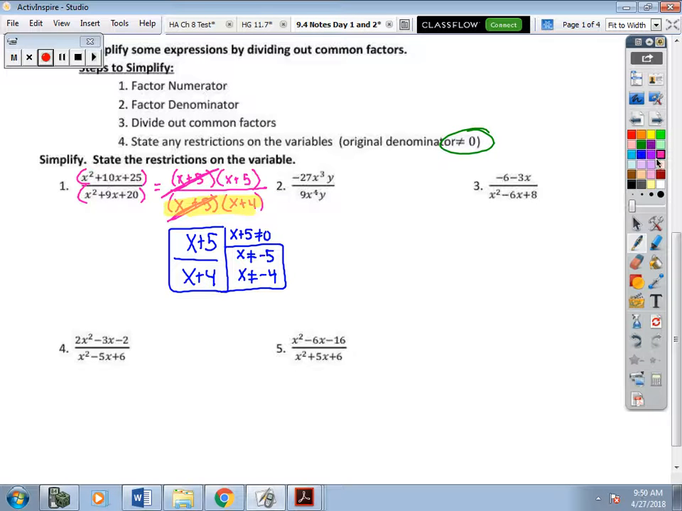Okay, now the next one, we do not have any binomials. We don't have to put parentheses. These are monomials. So we can actually just divide the numbers. Negative 27 divided by 9 is negative 3 over 1. And we can use our rules for exponents. Subtracting 3 minus 4 will get me negative 1, which then moves to the denominator. So we have x to the first down here. And the y's will just divide out. So we'll have negative 3 over x. Then we need to have our restrictions. So looking at my original denominator, I will just say that x can't be 0 and y can't be 0.